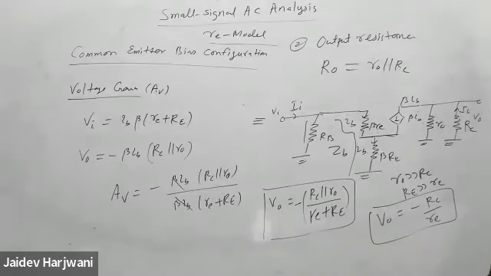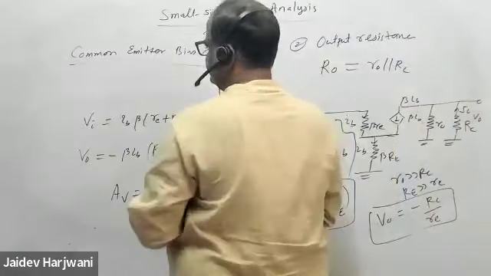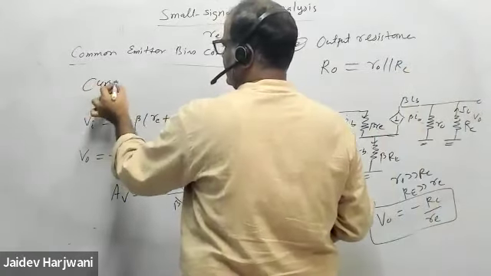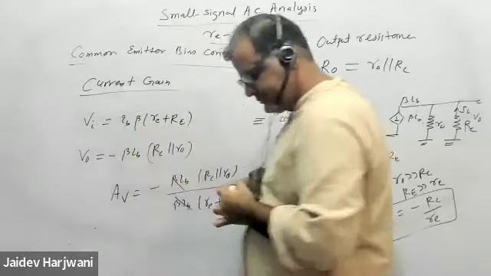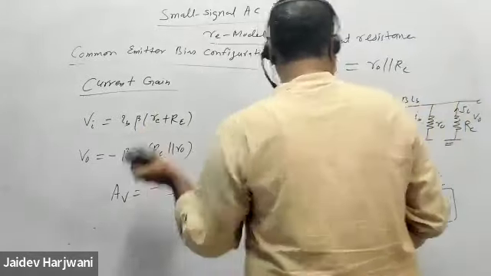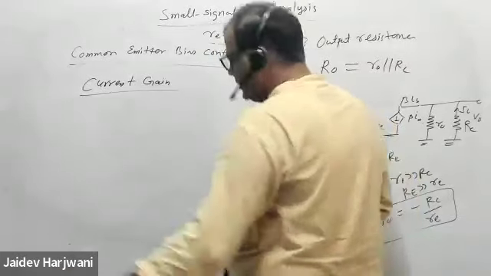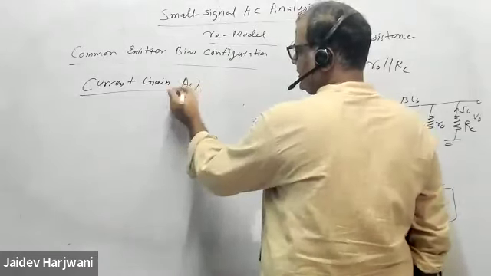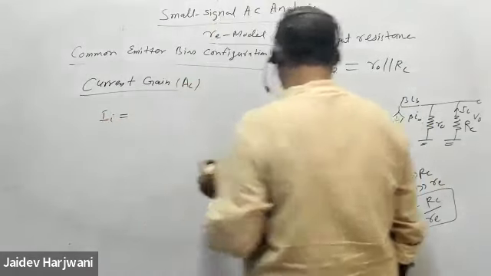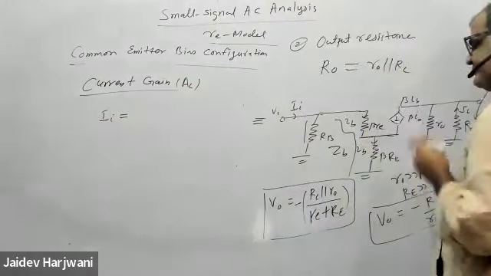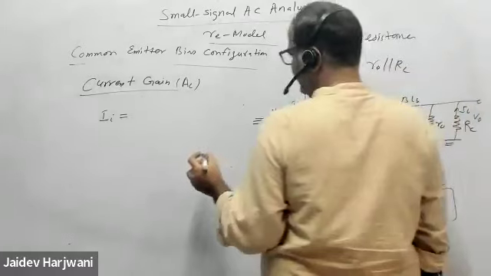Now next is current gain. Current gain, the derivation will be the same. What is current gain? Current gain, let us try it. I am rubbing this one. So current gain is AC. Okay. Input current I. What is input current I? Tell me again. What is the input current? Can I write input current like this?